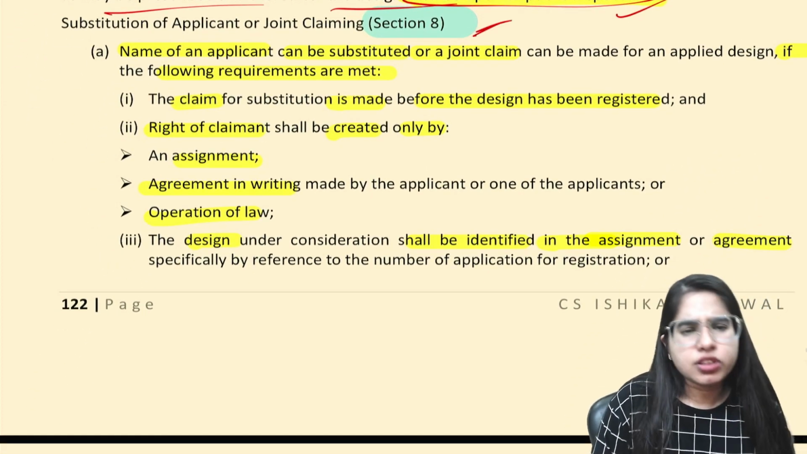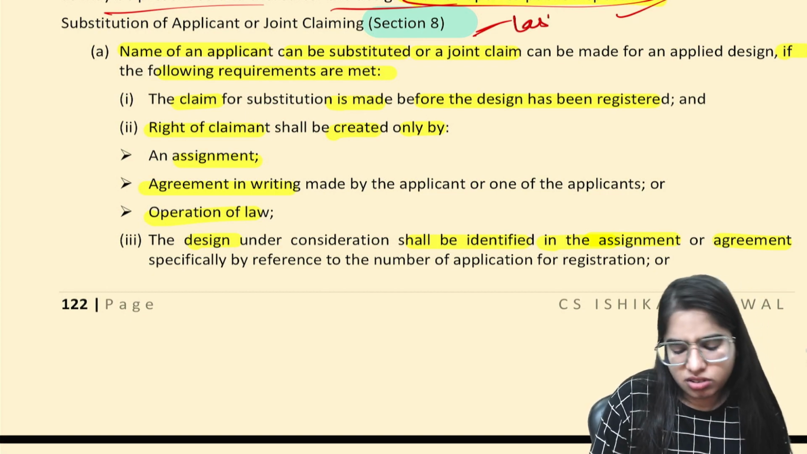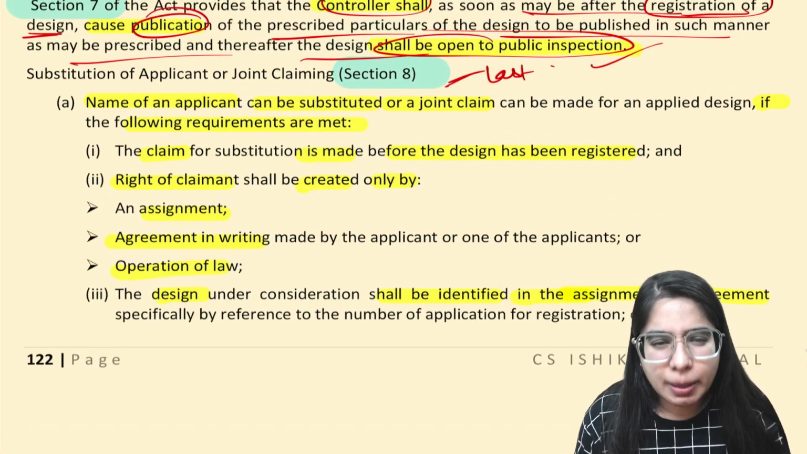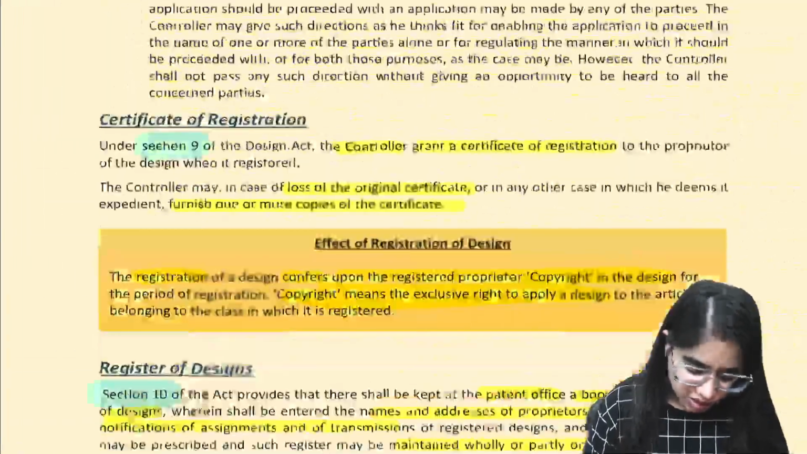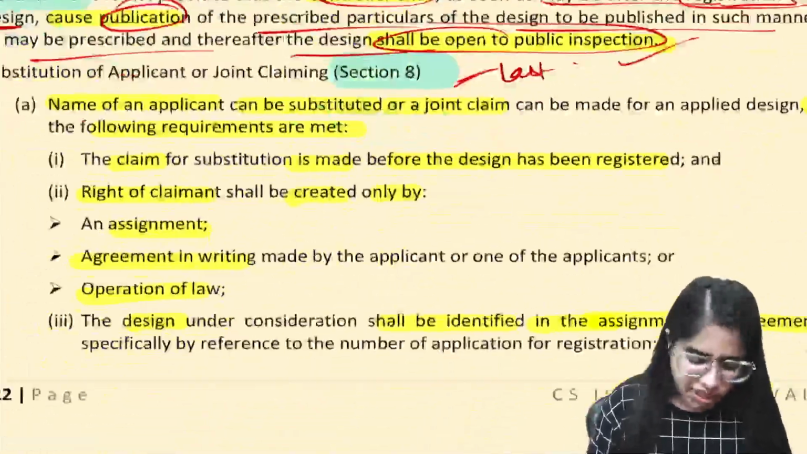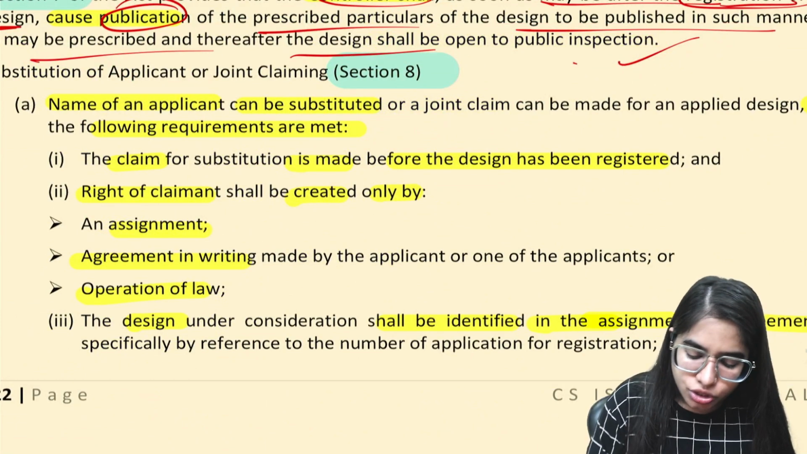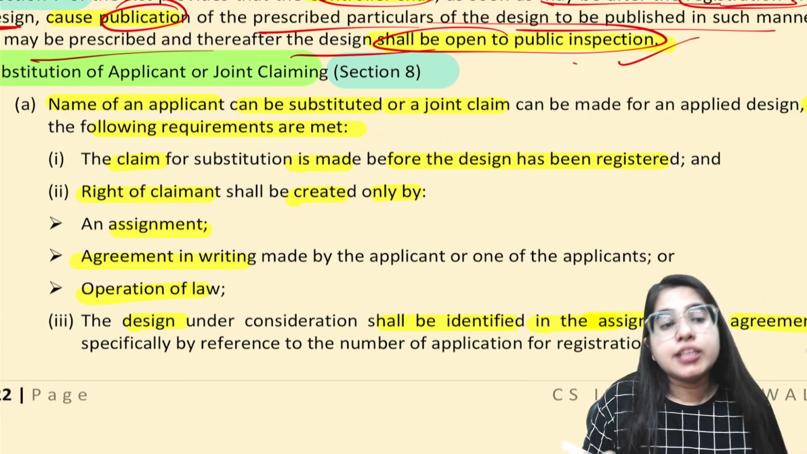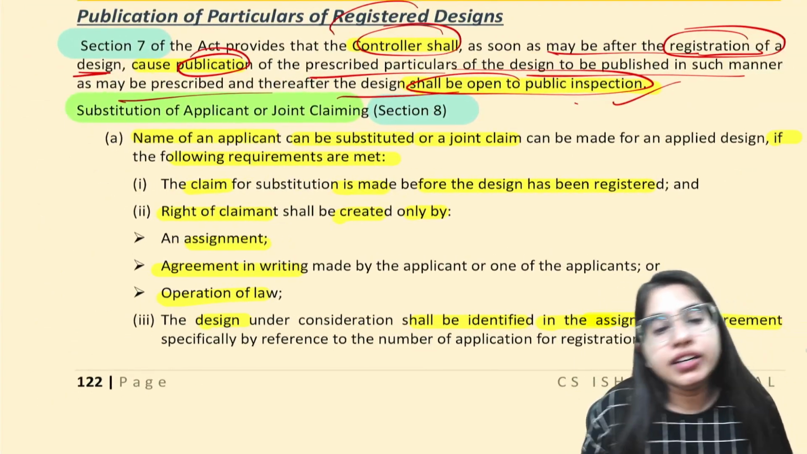Section 8 talks about joint application. We'll do it at last, not important. Section 8, joint application. Can we make a joint application? Should I tell you now? Okay, let's do it, a short one. Section 8 should be given a separate heading. Like this is a proper separate heading: Substitution of applicant or joint applicant.